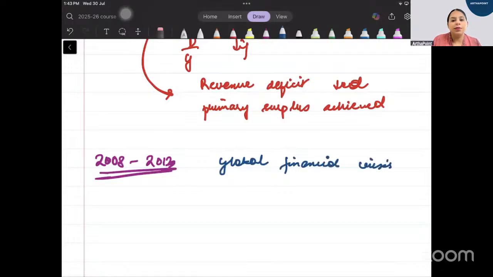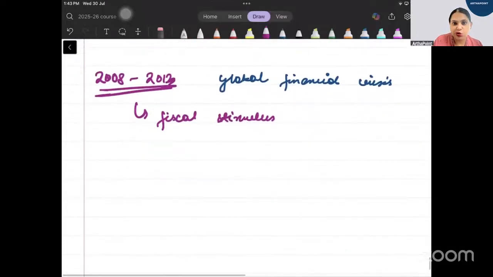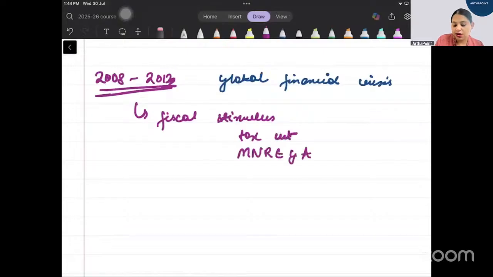Because you had a financial crisis, whenever there is a financial crisis, the government needs to take some fiscal stimulus. You have to introduce some packages, increase employment, and increase the GDP of the economy. So the government started doing tax cuts, brought in MGNREGA, and gave a lot of subsidies. Overall, the government increased its expenditure.